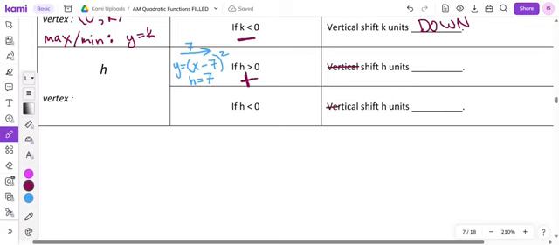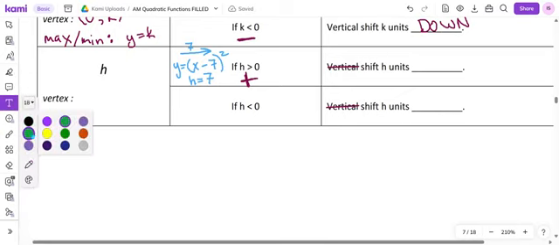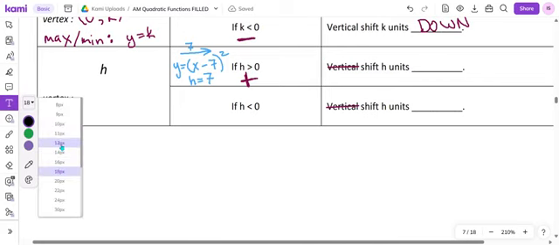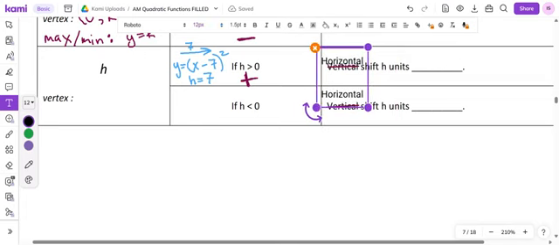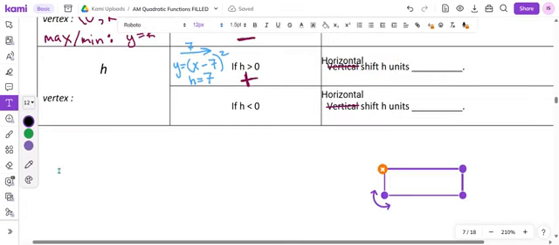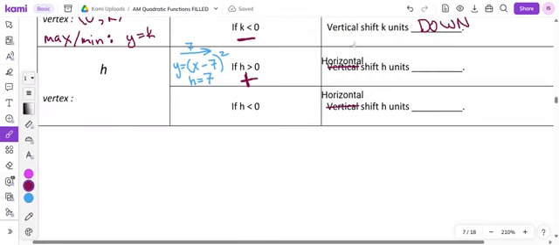That's silly. What should we write here? Right, we're doing a horizontal shift or translation. Okay. So when it looks like it's a negative, it's actually going to the right.